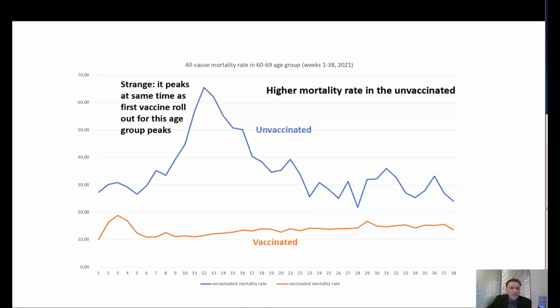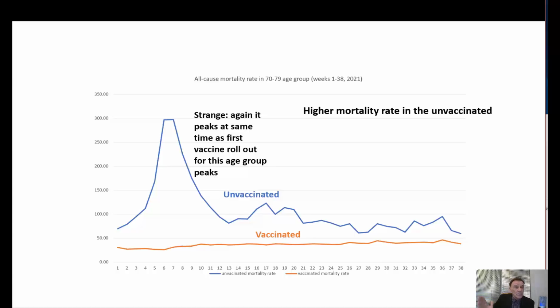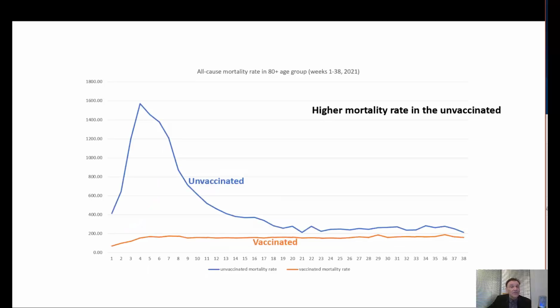But there's something strange here, because there's a peak here, and that peak occurs at the same time as the first vaccine rollout for this age group peaks. That's something to note. We go on to the 70 to 79 age group, and again, we've got a higher mortality rate in the unvaccinated than the vaccinated. But again, we've got this strange peak, and it comes at the same time as the first vaccine rollout for this age group peaks. Notice that's an earlier peak because the older age group had the rollout earlier. And then we go to the oldest one, which is the 80 plus group, and the same phenomenon, which is that, again, higher mortality rate in the unvaccinated, but with this strange peak at the same time as the rollout peaked for that age group.